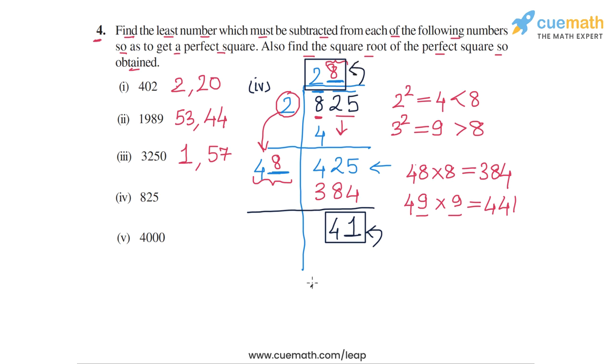And you can verify this. If from 825 you take away 41, you will obtain 784, and this number is the perfect square of 28. So the answer for part 4 is that the least number you can take away is 41, and if you do that, the square root of the perfect square so obtained will be 28. So that completes part 4.